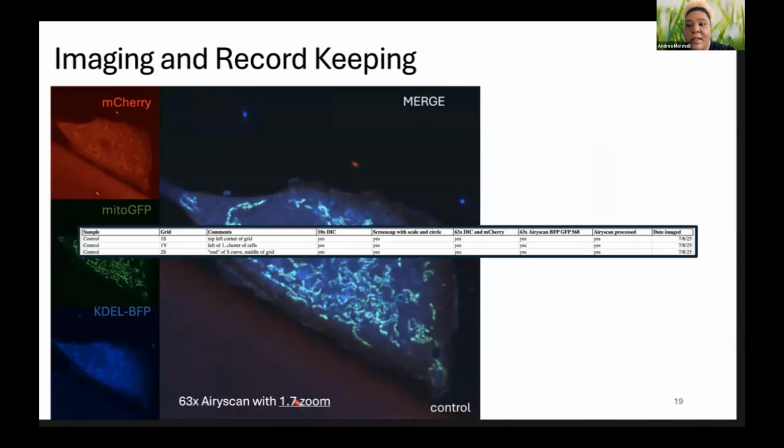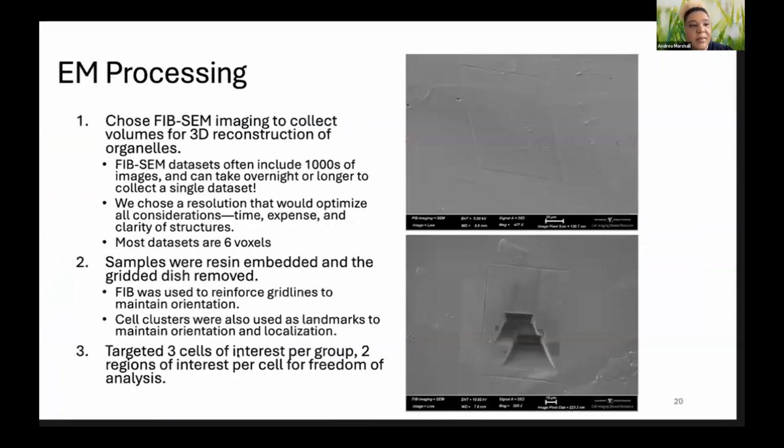So for each of these groups, we took into account what quadrant in the grid it was. We took specific notes on the cell of interest so that someone could go back and identify if it was in a cluster, and if it is in a cluster, is it the top left, bottom right, where it was located. We also kept points where we could follow along in the whole process. So did we take our 10x image? Did we overlap and circle exactly which cell? Make sure we took our super resolution. Did we process our super resolution? And what day and time we did everything.